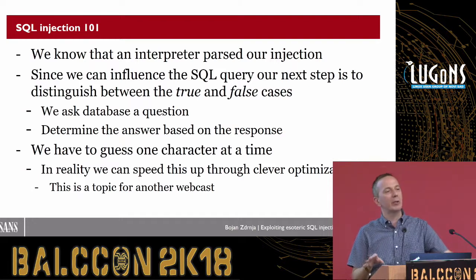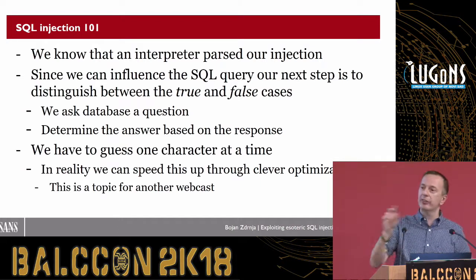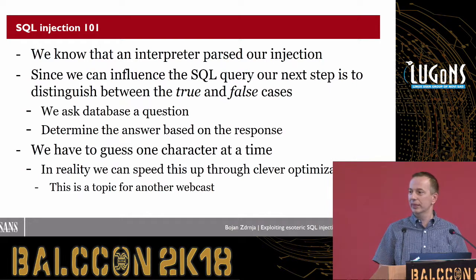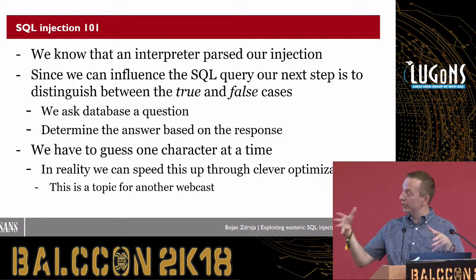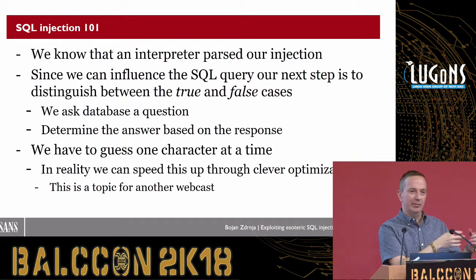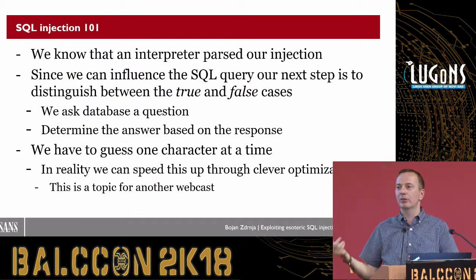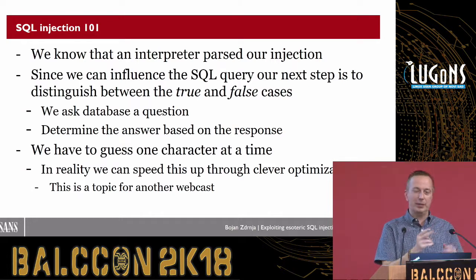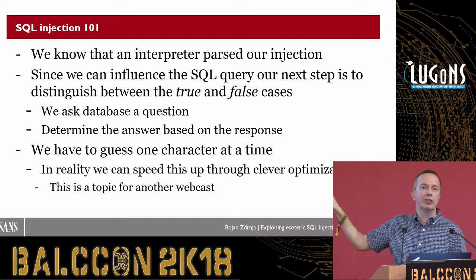Do you maybe see where I'm going? I can try to extract one bit of information at a time. Is the first character in the first table A? Yes or no? If it's A, then the result of the subquery can be 1. If it's not A, the result of the subquery can be 2. Depending on the web page I get back, I can decide what was the result of the subquery. So these are the true and false cases.